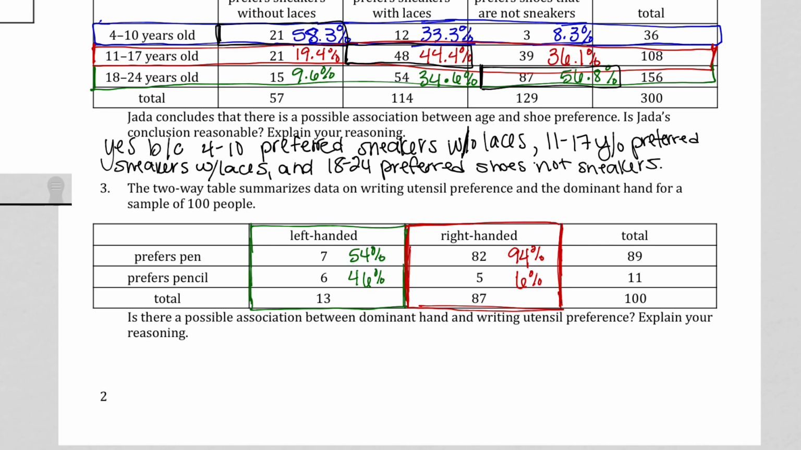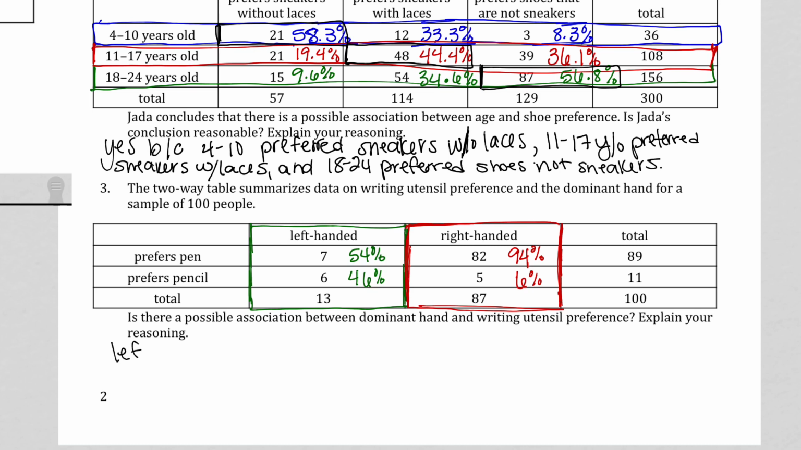So, is there a possible association between dominant hand and writing utensil preference? For left-handed, I don't think there is. What about for right-handed? Do you think there's an association there? Yes. I think so. Is mechanical pencil considered a pen or a pencil? It's still pencil. I don't agree with the right-handed then. I feel like most people just would want a mechanical pencil. Depends on where you survey the people.